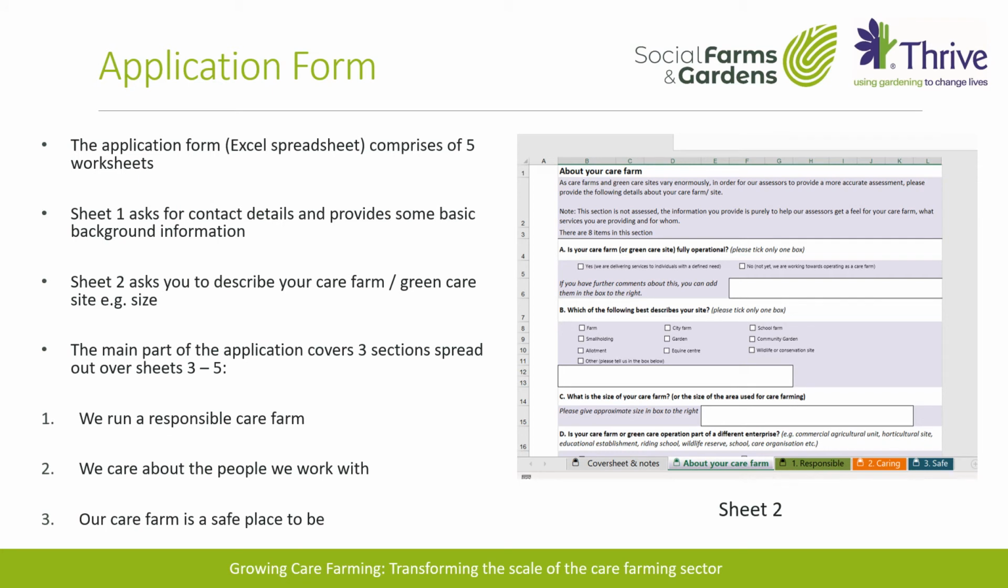Application form. The Excel spreadsheet application form consists of 5 different worksheets. Sheet 1 asks for contact details and also asks for some basic background information. Sheet 2, which is shown here, asks you to describe your care farm, for example the size and who your service users are. The main part of the application covers the 3 different sections that we talked about previously, and this is spread out over sheets 3, 4 and 5. As a reminder, the first section is about how you run a responsible care farm. The second part is about how you care about the people you work with, and the third part is about how your care farm is a safe place to be.